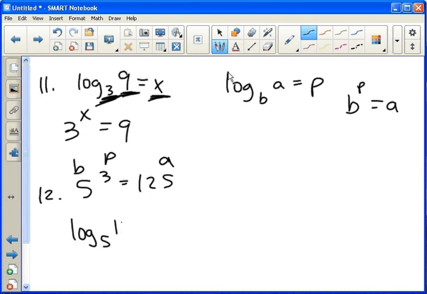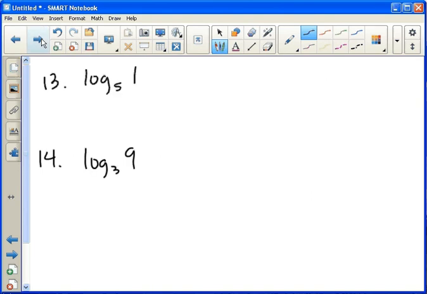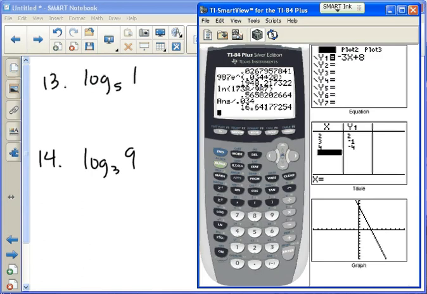13, you can just plug these in your calculator. Again, I have to do it using division, so I have to do log of 1 over log of 5. You should be able to use the log base in your calculator. So I get 0 for that one, and then log 9 over log 3, and I get 2 for that one.